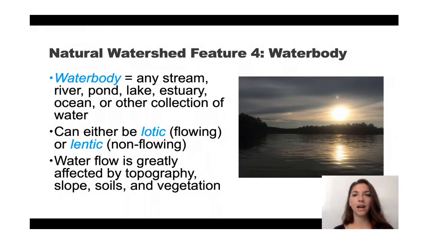So, of course, water bodies, which I'm sure you're all familiar with, are any stream, river, pond, lake, or estuary, or other collection of water. Those water bodies can be lotic, flowing, or lentic, non-flowing. And it's greatly affected by where that water is in the landscape, where it is in the topography, the slope, the soils, and vegetation.